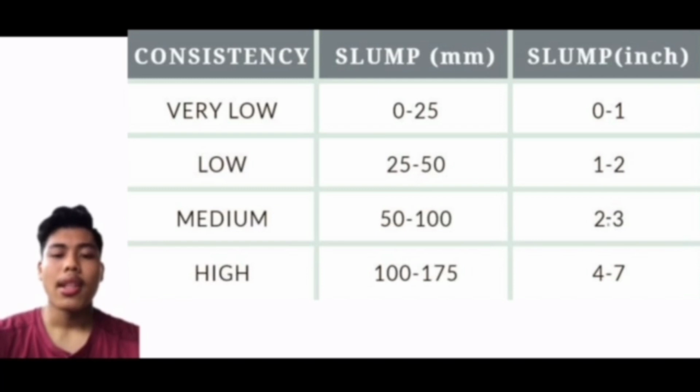The consistency of the slump test: first, very low consistency, the slump test is 0 to 25 mm and the slump in inches is 0 to 1. Second, low consistency, 25 to 50 mm, and 1 to 2 inches. Then medium consistency is 50 to 100 mm, and 2 to 3 inches. And then high consistency is 100 to 175 mm, and the slump in inches is 4 to 7.